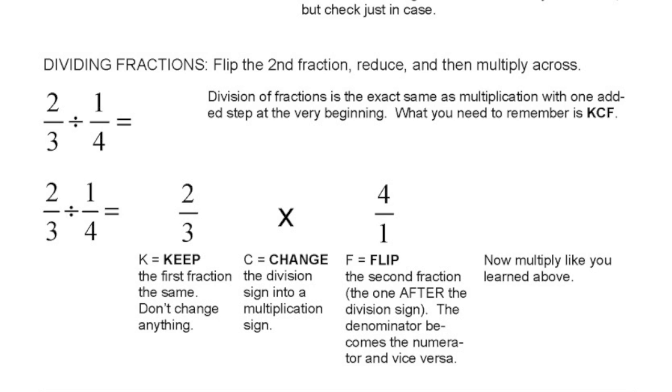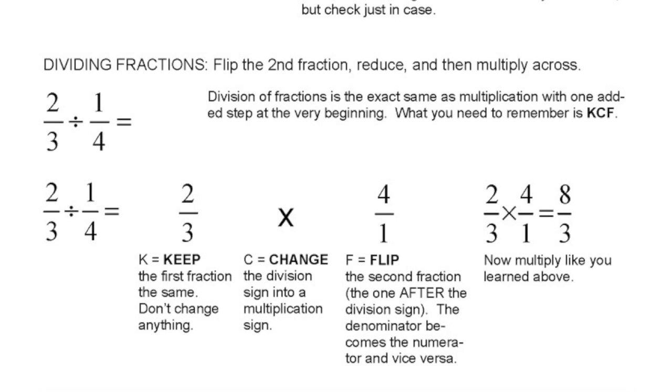So now 2/3 times 4/1. I cannot simplify 2 and 1. I cannot simplify 4 and 3. The fractions are already in simplest form. So I just multiply across. I get 2 times 4, which makes 8, and 3 times 1, which makes 3.